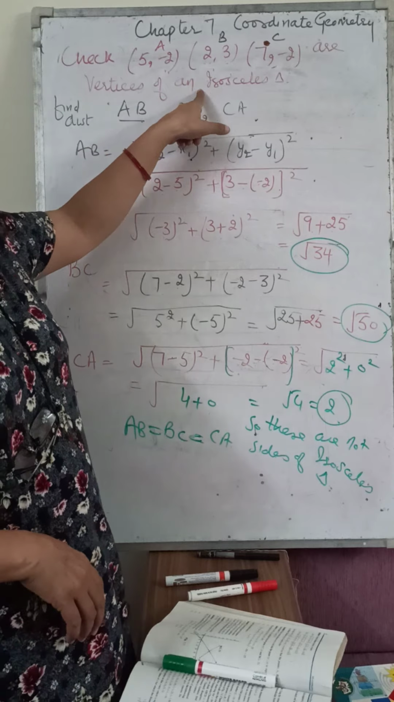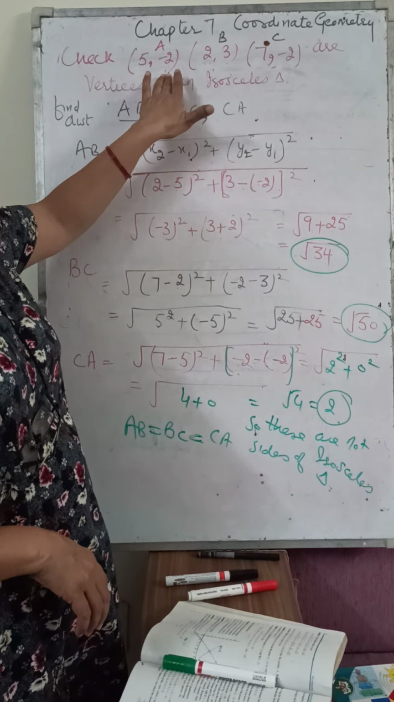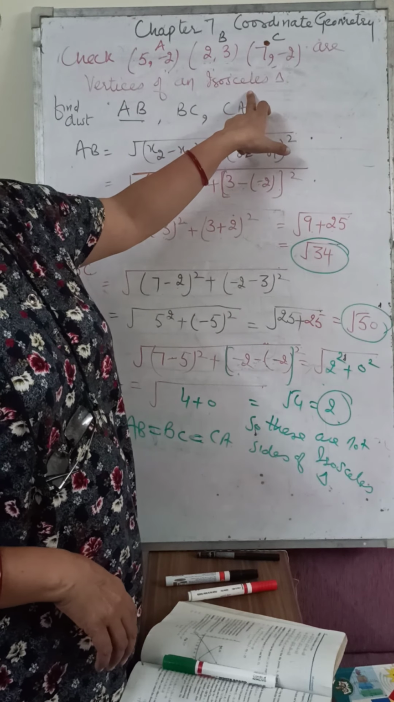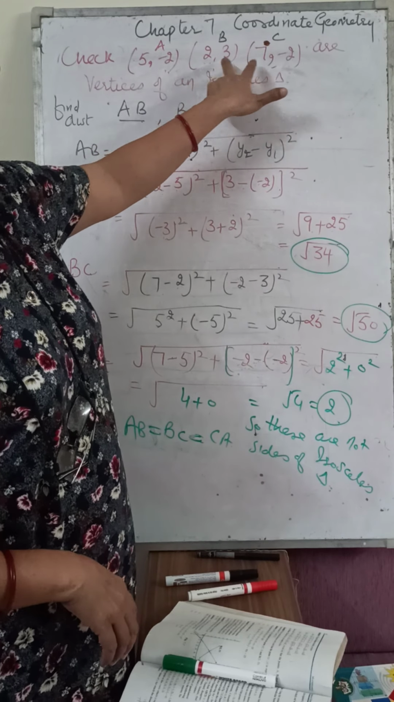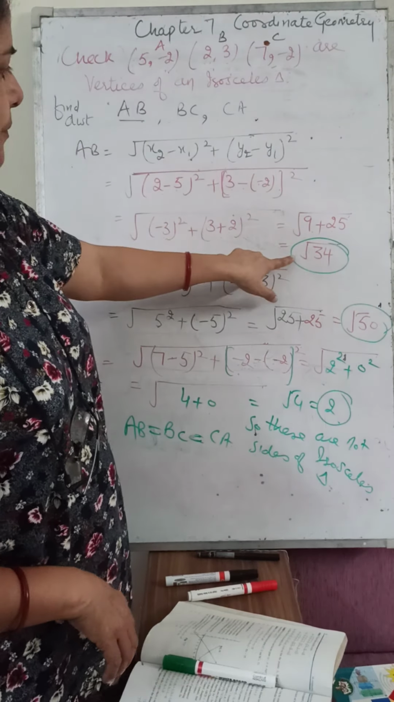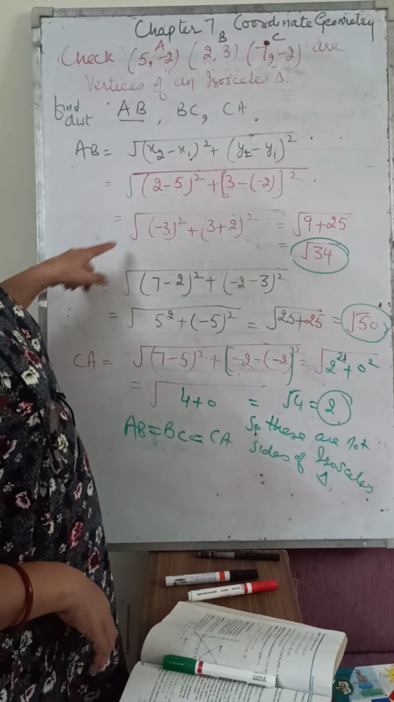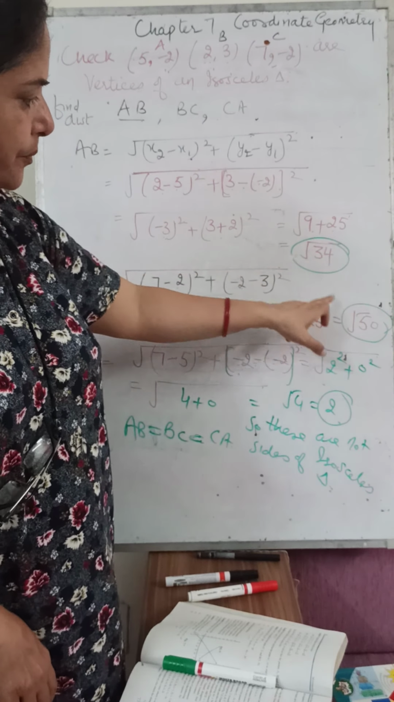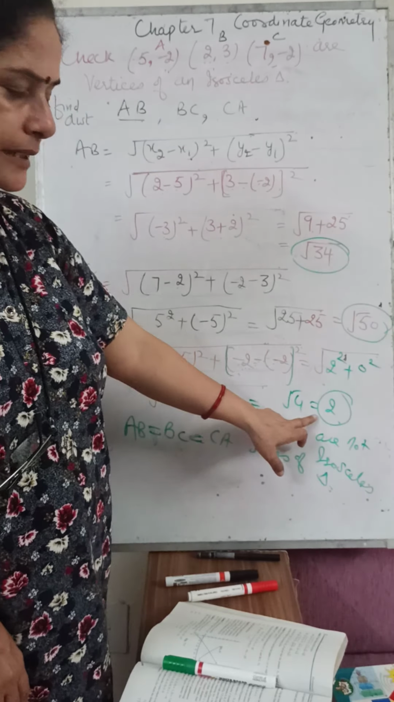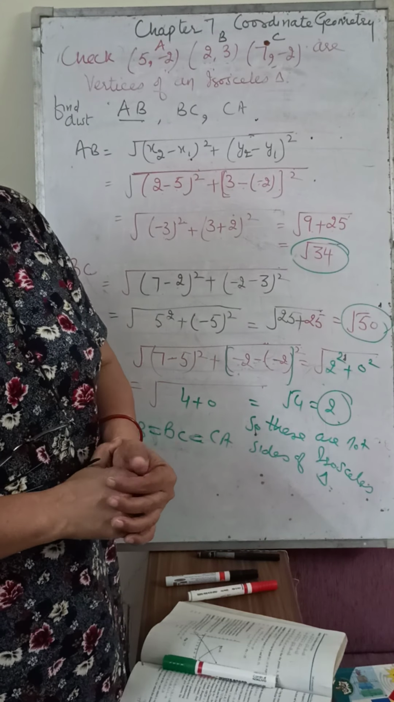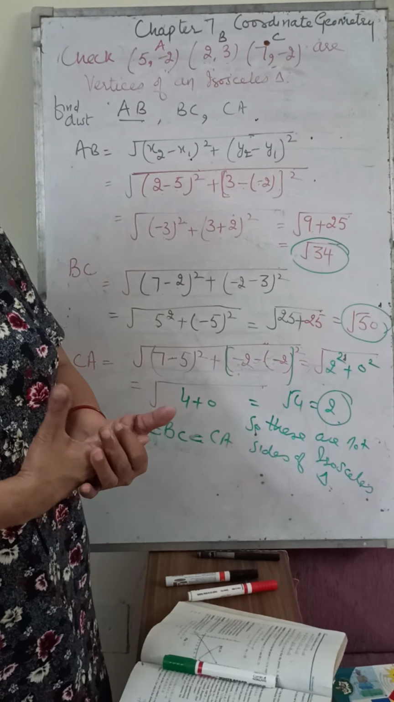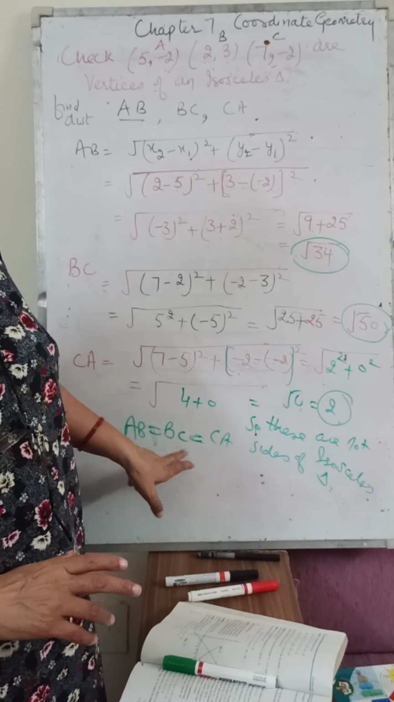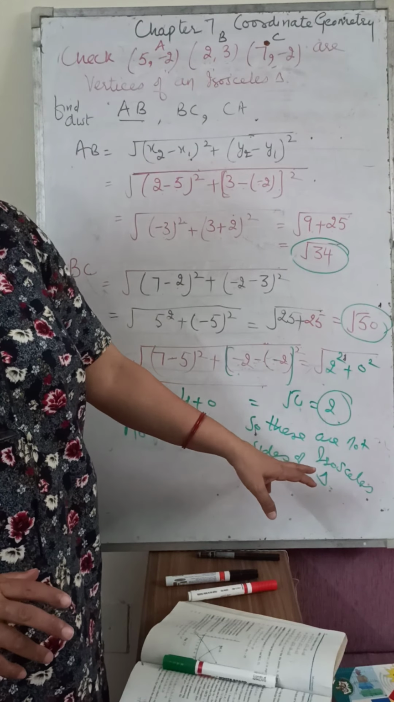Here beta, again I am telling you, this is not question 4, I have changed the statement here. Check whether this and this are the vertices of the isosceles triangle or not. Let this point be A, this point B, this point C. Find out AB, then find BC, then find CA. AB is root 34, BC I have got root 50, and CA I have got 2. If any two sides are coming equal, then these are the sides of an isosceles triangle, otherwise not. Here no side is coming equal, so these are not the sides of an isosceles triangle.